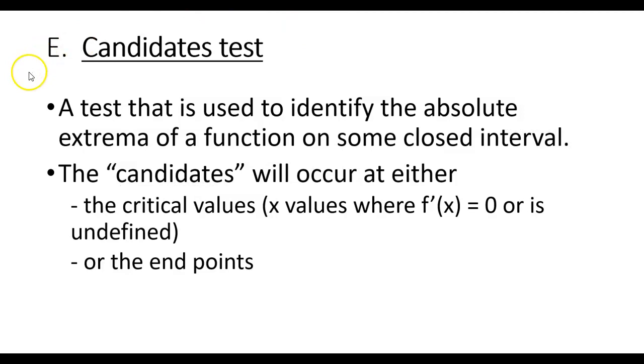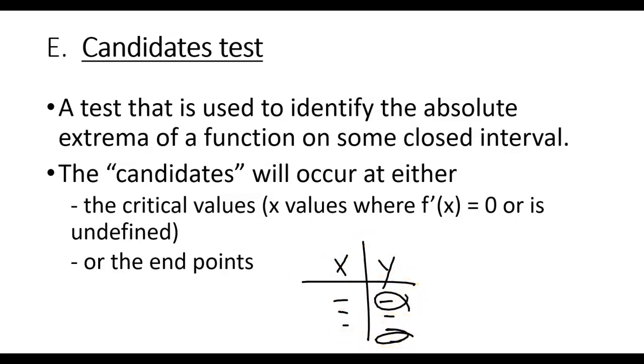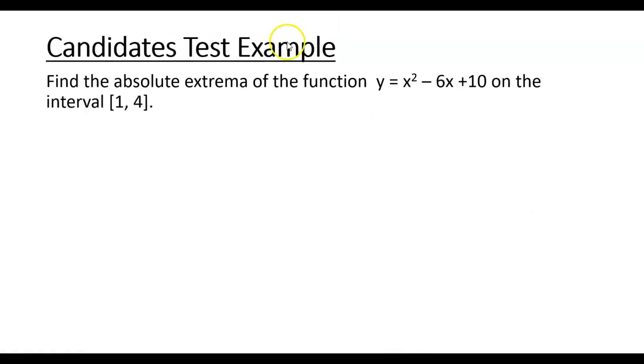And that's the one that we usually make the little table for, in case you forgot. It looks like this. You put your candidates over here, you find the y values that go with them, and you just find the biggest and the smallest ones, right? So that's the candidates test. So let's go ahead and take a look at an example of that. This example says, find the absolute extrema of this function on this interval.